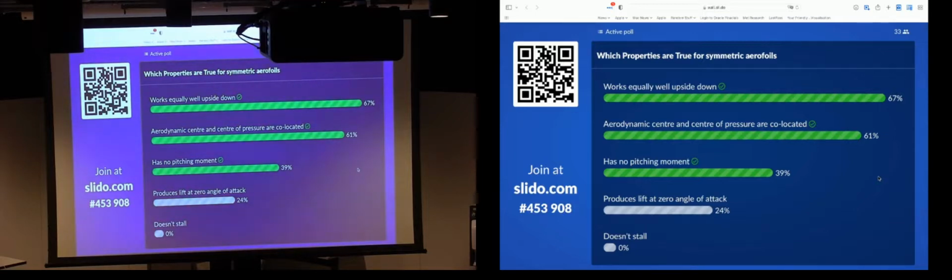Symmetric airfoils produce no pitching moment. That means for any angle of attack within reason, not near stall, any non-stall region, the pitching moment doesn't change with angle of attack. So by definition, it's 0 at 0 lift. At a CL of 1, it's also 0. At 0.5, it's also 0. That means the aerodynamic center and the center of pressure are co-located. Here is one airfoil where the center of pressure doesn't move for reasonable angles of attack.